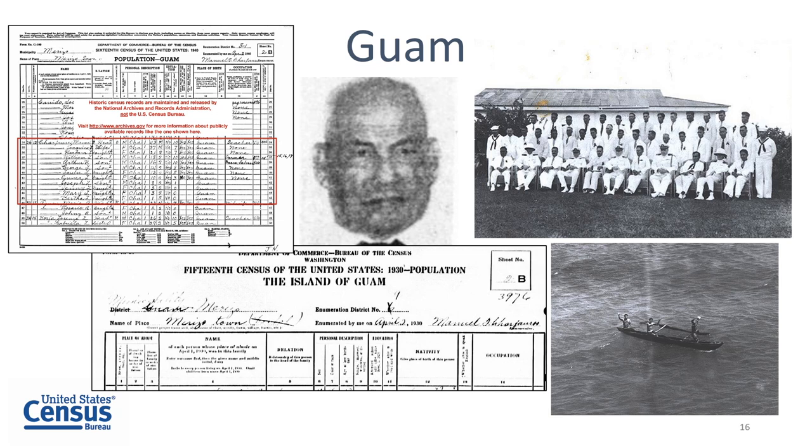This only lasted a short time, however, since, as a possession of the United States, Guam would become a prime target for war in the Pacific. On December 8, 1941, just 2 days after the attack on Pearl Harbor, the forces of Imperial Japan invaded and captured Guam at the beginning of World War II.